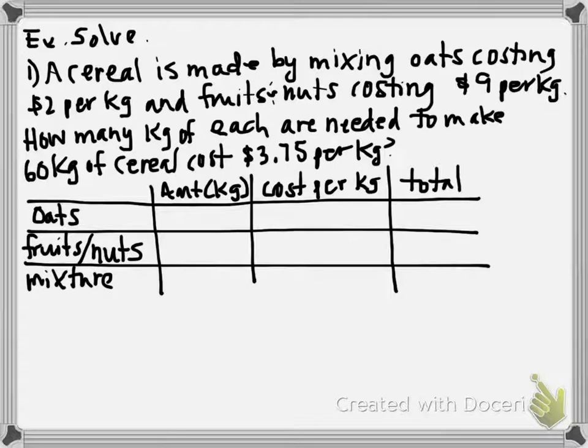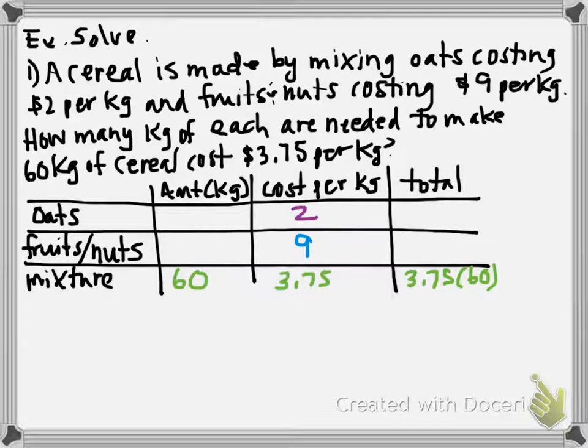So cereal is made by mixing oats costing $2 per kilogram. So we know what he is. With fruits and nuts costing $9 per kilogram. So we know what he is. And how many kilograms of each are needed to make 60 kilograms? So that's what we want to end up with in our mixture, costing $3.75. So this one I can get the total in right now. The problem comes in that we don't know either amount.